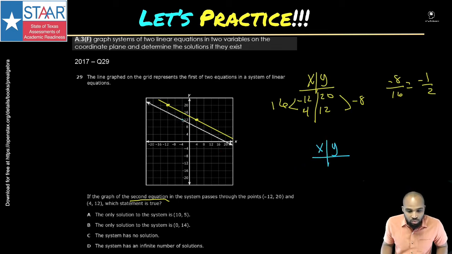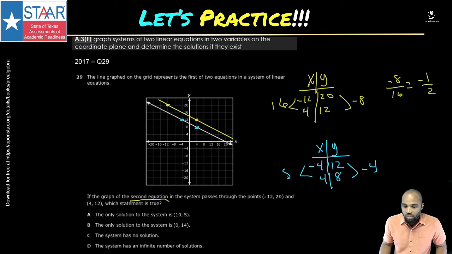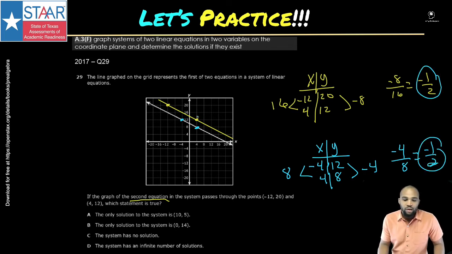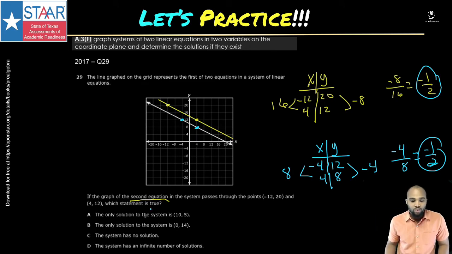So let's identify 2 points. I got a point here, and I see a point here. So this is -4, 12, and this is 4, 8, and so this is going down 4 and up 8. So -4 over 8 reduces to -1/2, and look at this. They're both exactly the same slope. They have different y-intercepts, so they're never ever going to what? Cross.